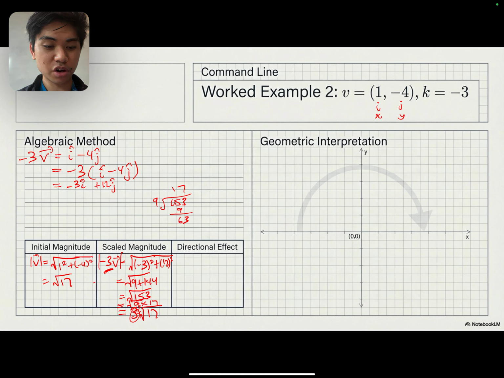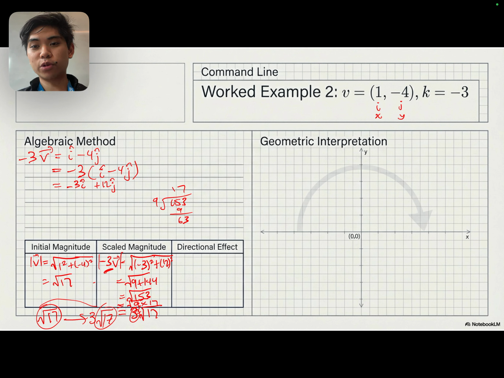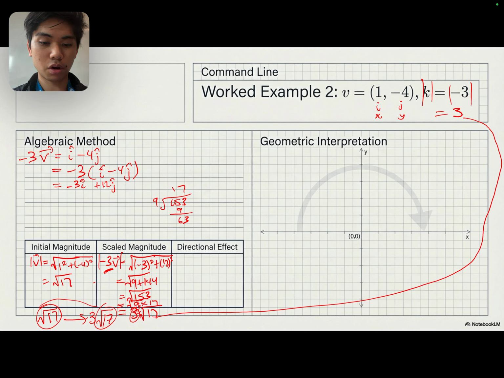So notice our initial magnitude was the square root of 17. Our new scaled magnitude is going to be 3 times the square root of 17, or 3 times our initial magnitude, okay? So whenever we're multiplying by a scalar value, we only take the positive, or the magnitude, of that scalar value, and that's going to be the effect on our scaled magnitude. So essentially it will always just change the length and not the direction.